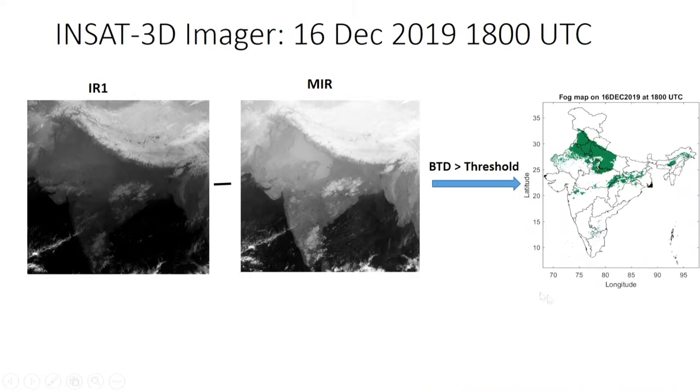Okay, so this is one example. Here I have shown you the IR image as well as the mid-IR image. Subtracting these two images, we are getting the fog map. Subtracting as well as putting a threshold of 2 Kelvin. So wherever BTD is greater than the threshold, those pixels are kept, the rest are masked. And this threshold is usually around 2 Kelvin.